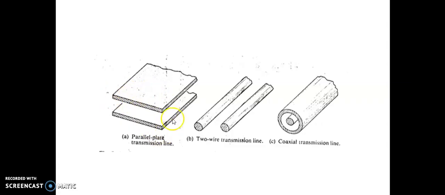Out of these, the parallel plate transmission line is a type of transmission line that consists of two parallel conducting plates separated by a dielectric slab of uniform thickness. At microwave frequencies, these parallel plate transmission lines can be fabricated on a printed circuit board. So they are called strip lines.